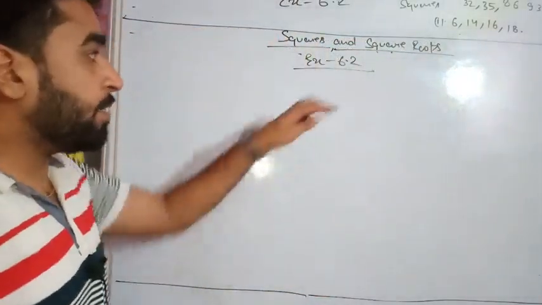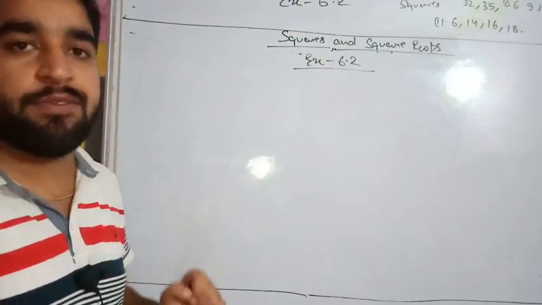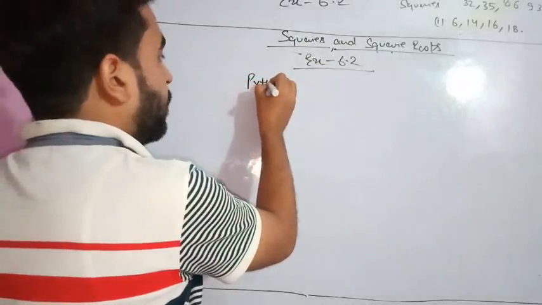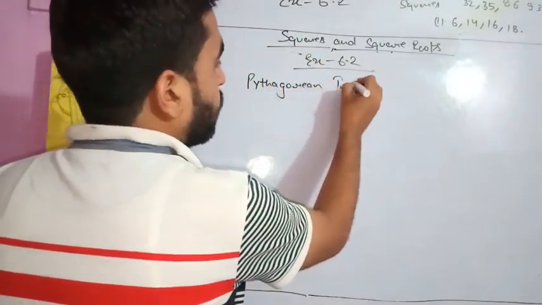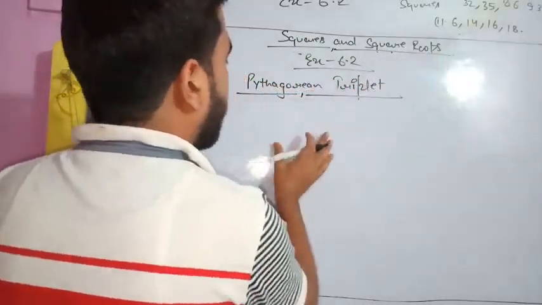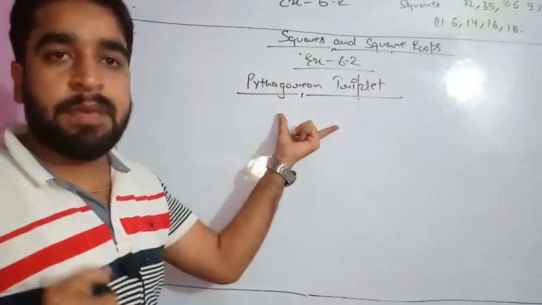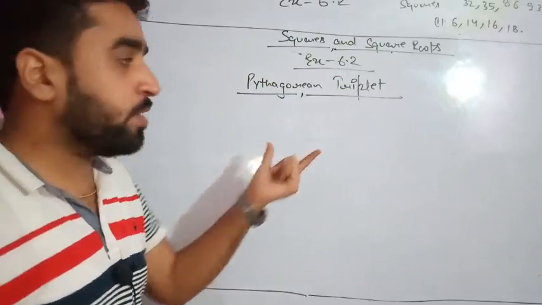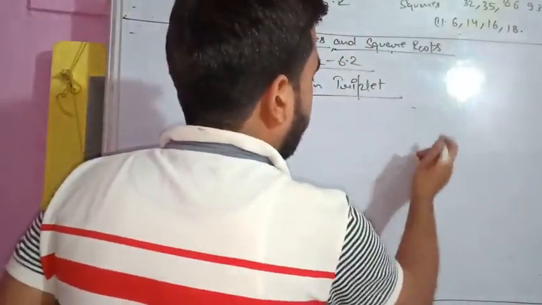Before starting exercise 6.2, there are a few things we have to understand well, that is Pythagorean triplet. That's going to be a new topic for you, so take it seriously and try to understand it. Maybe in class 7th you might be familiar with the Pythagoras theorem. If you don't remember, I am just recalling it for you.